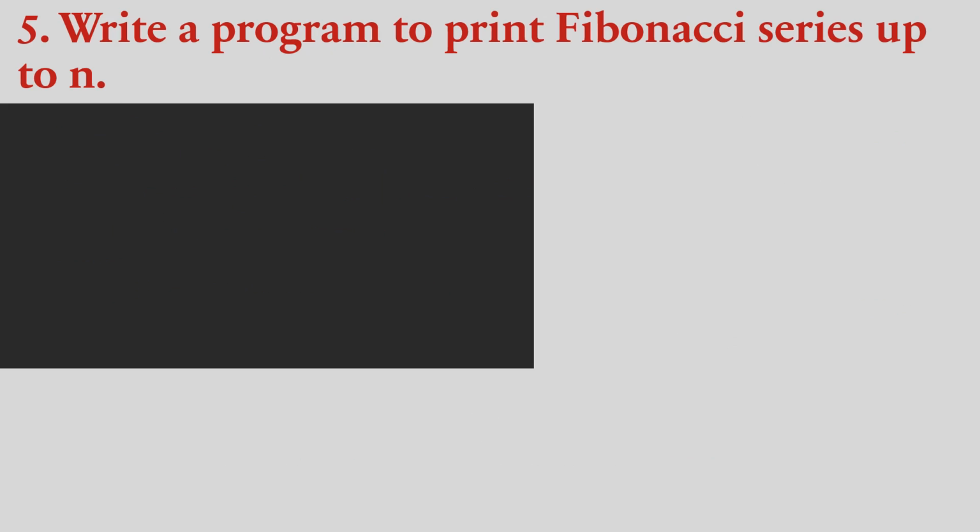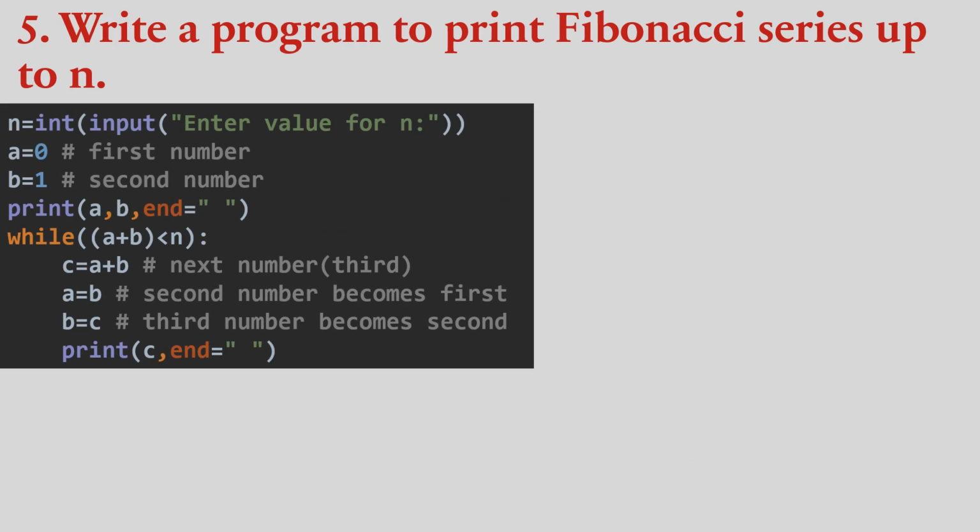Now write a program to print a Fibonacci series up to n. As you know, Fibonacci series is a series of numbers where each number is the sum of the previous two numbers. So if you start your series with 0, then the first number is 0, second number is 1. Let's say we have to take the first two numbers. Then the third number will be 0 plus 1, that is 1. And the fourth number is 1 plus 1, that is 2. Like this, your series will continue till n. So we have to enter the value for n.